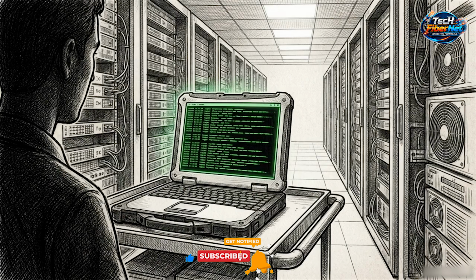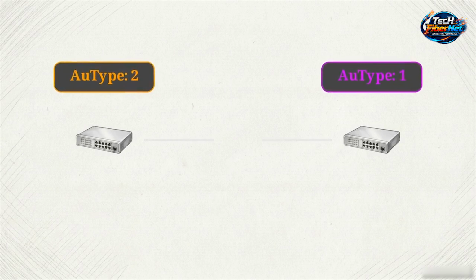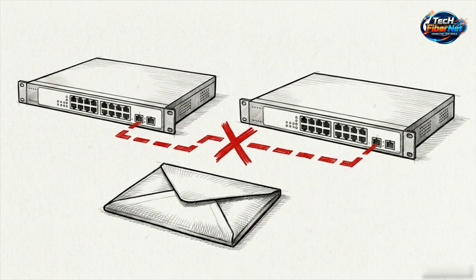To find the exact mechanism of the drop, we check the internal logs. This terminal output displays the result of a debug ip ospf adj command. Mismatch authentication type. Input packet specified type 2. We use type 1. The routers are configured with mismatched auth-type variables. One expects an MD5 hash, the other expects clear text. The adjacency fails immediately, before the passwords are even checked.